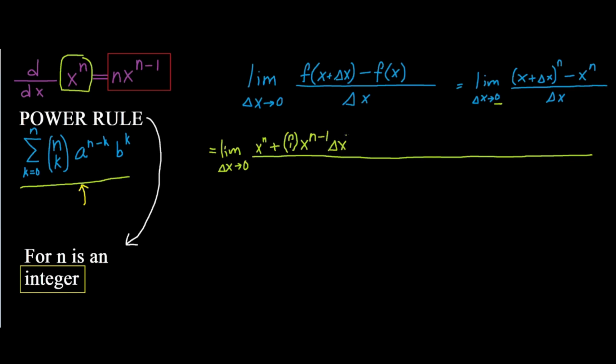x to the 1. As you can see here, k is now going to be 1. n choose 1, where k is 1 now. You're going to have a to the n minus 1 and b to the 1. In this case, we're just going to have x to the n minus 1 and delta x to the 1.